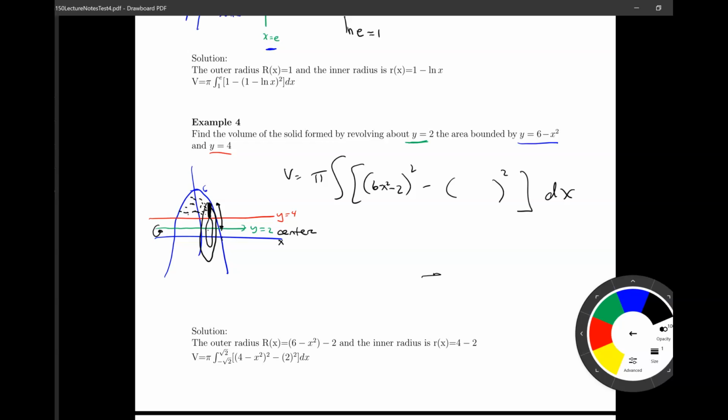Then the inside radius, let me get a little green going here. So the inside radius is this distance right here. So how am I going to get that distance? So that distance, again, we're measuring everything from the x-axis. So we want to say go all the way up to 4 and then take away 2. All right, and then where am I building rectangles from and to on the x-axis? So if I set 6 minus x squared equal to 4, I'll get 2 equals x squared. So plus or minus root 2 are the x's. So negative root 2 to positive root 2.